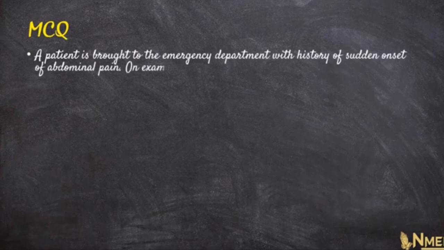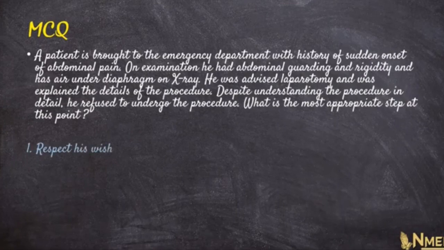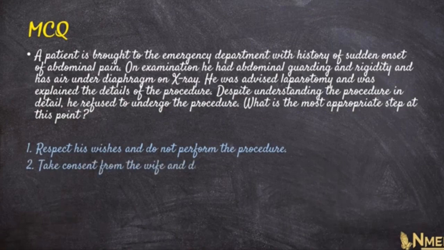Now, a patient is brought to the emergency department with a history of sudden onset of abdominal pain. On examination, he had abdominal guarding and rigidity, and free air under the diaphragm on X-ray. He was advised laparotomy and was explained the details of the procedure. Despite understanding the procedure in detail, he refused to undergo the procedure. What is the most appropriate step at this point?